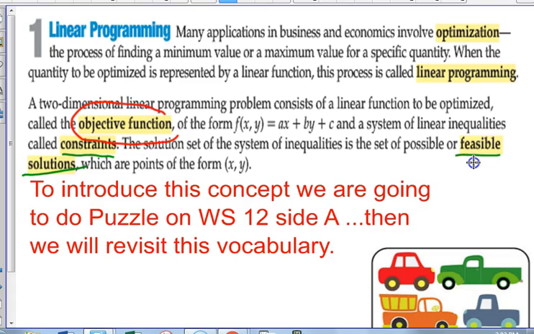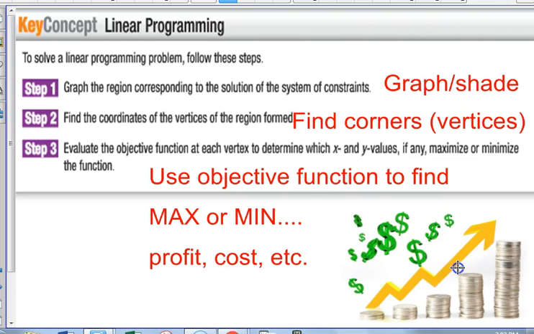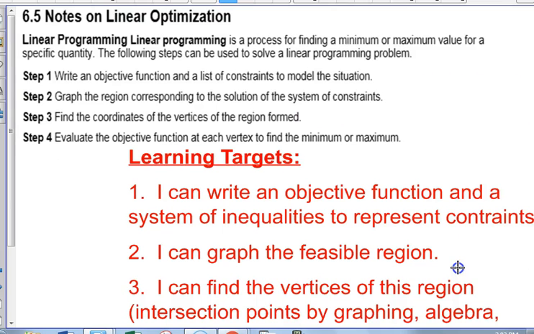Yep, perfect. All right, guys, this is the theorem out of the book. It says the vertex theorem for optimization. Doesn't it sound like you're really smart now you say that? Basically, it says the max or min will always occur at a vertex, otherwise known as a corner. Corner point? Okay. So basically, you're going to shade, find the corners, and use them to plug into the objective function. This is at the top of your worksheet. Worksheet number 11A. Everybody see it?